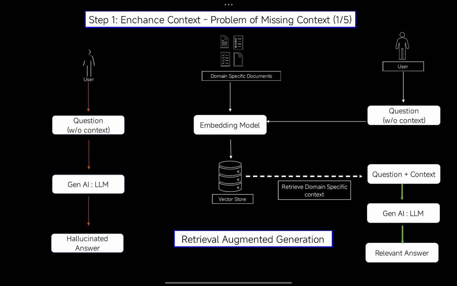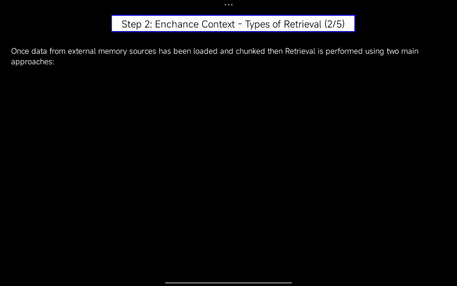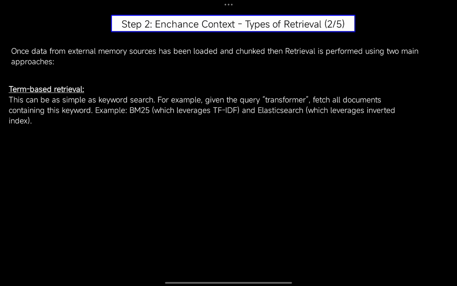But by doing this enhancing context, we should be aware of a few things. So let's talk about those things. Once the data, which is proprietary data or domain specific data, has been loaded and chunked, then retrieval comes into the picture, right? This retrieval mechanism can be done using two main approaches. One of them is term based retrieval. This can be as simple as keyword search.